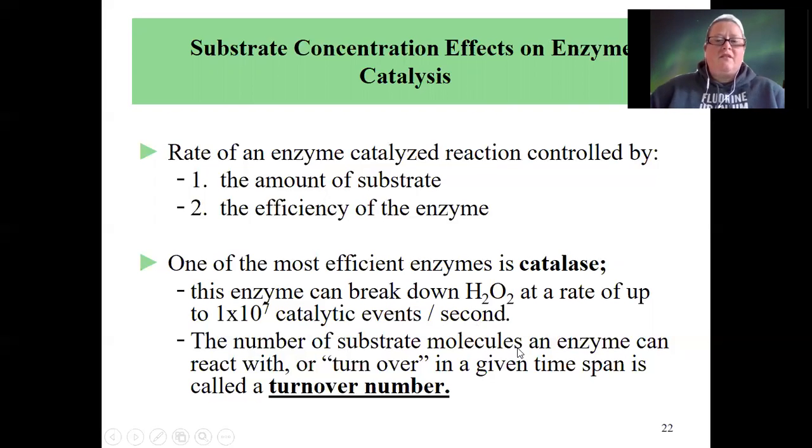So the number of substrate molecules an enzyme can react within a given amount of time is called the turnover number. And each enzyme has a specific turnover number under ideal conditions, and different things can affect those conditions, like how much substrate there is, the temperature of a system, and also what the current pH is.